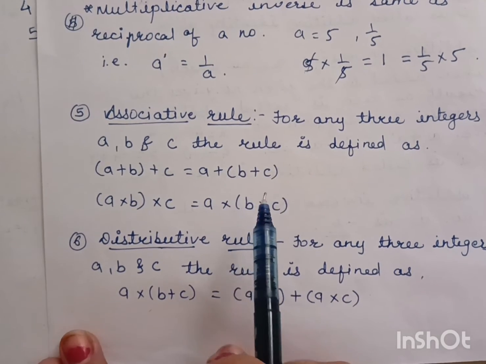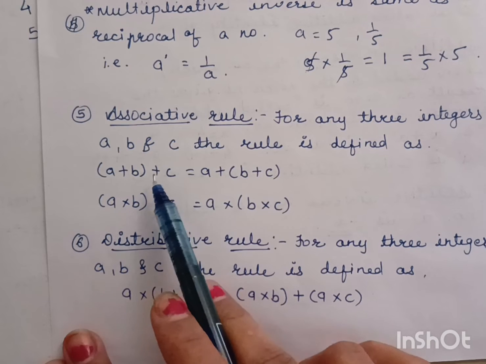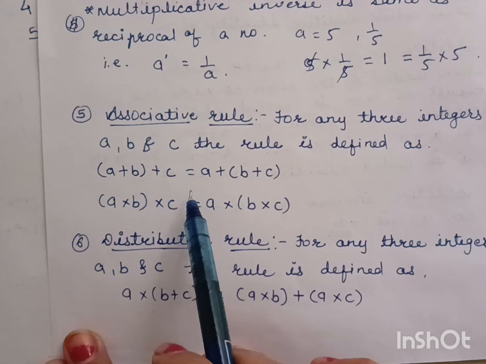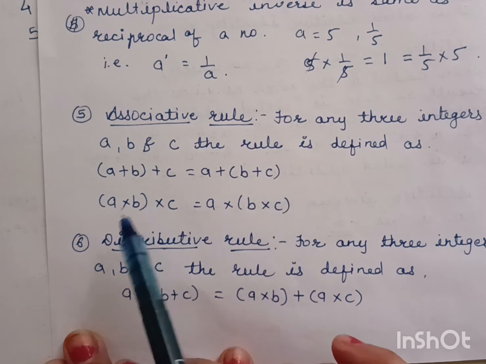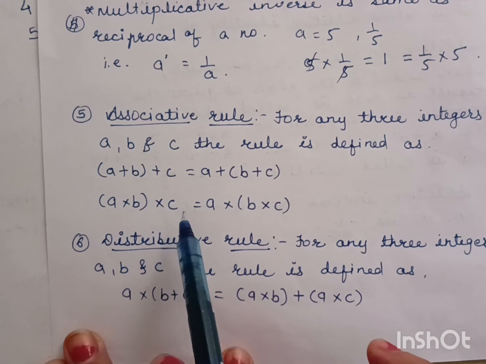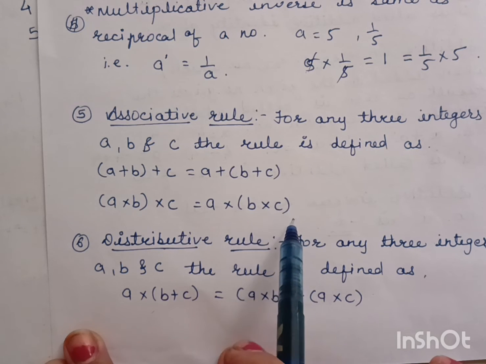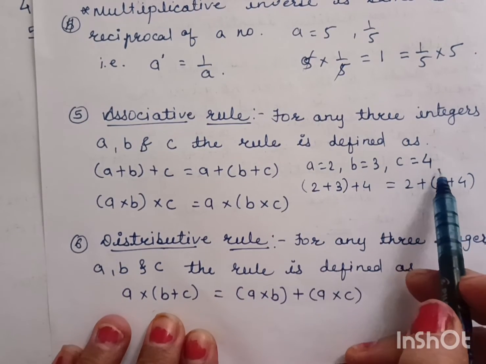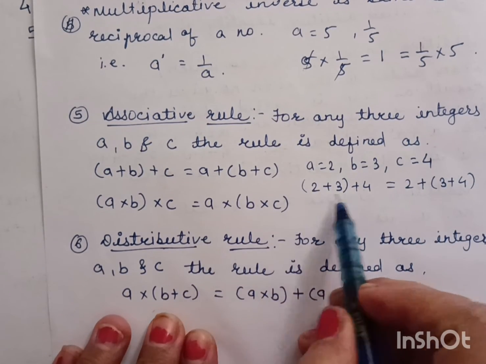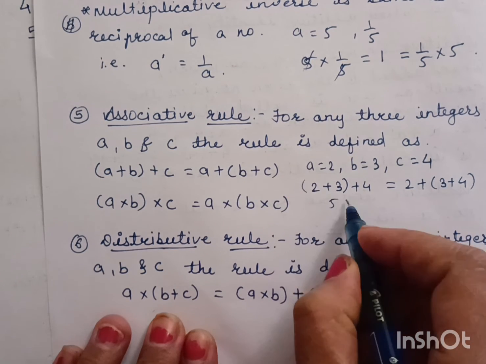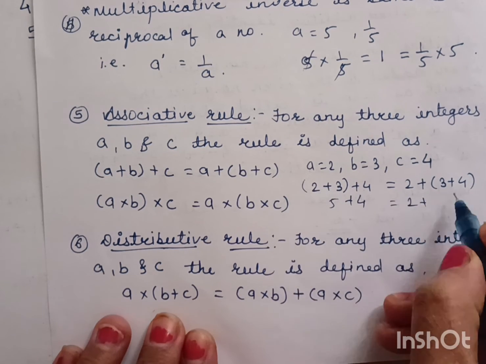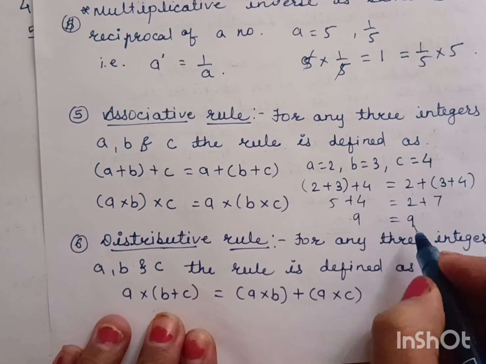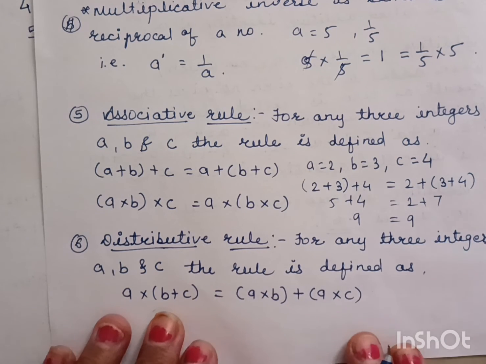Next rule, associative rule. For any three integers a, b and c, the rule is defined as a plus b plus c is equal to a plus in bracket b plus c, or a into b into c is equal to a into b into c. For example, suppose here a is equal to 2, b is equal to 3 and c is equal to 4. Then a plus b, that is 2 plus 3 is 5 plus c 4, 2 plus 7. 5 plus 4 is 9, which is equal to 2 plus 7, that is 9. So this is associative rule.